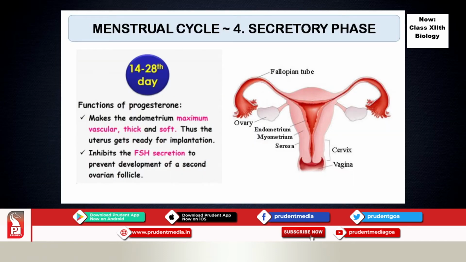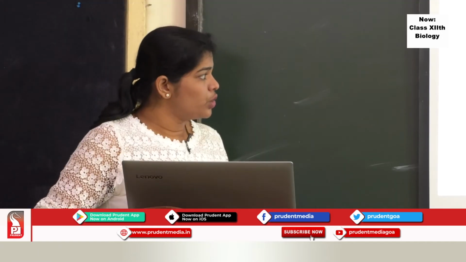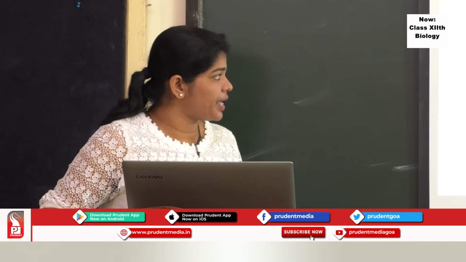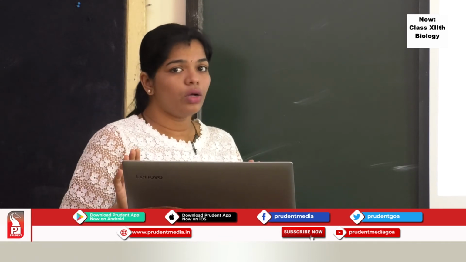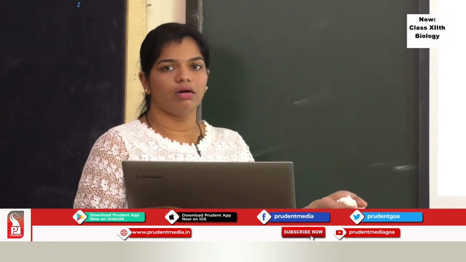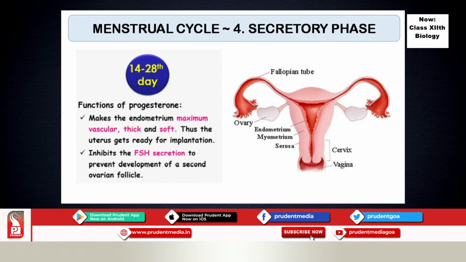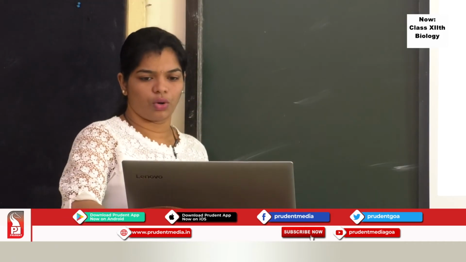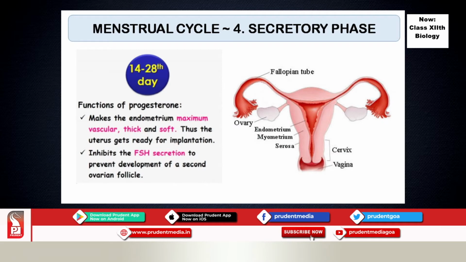Progesterone also inhibits FSH secretion to prevent the development of a second ovarian follicle. So the ovary doesn't want to form a second Graafian follicle, because there are chances of fertilization taking place. So the FSH has to be inhibited, and who does it? The progesterone. If you can see in the diagram, by the time it is the secretory phase, the endometrium lining has formed back again.